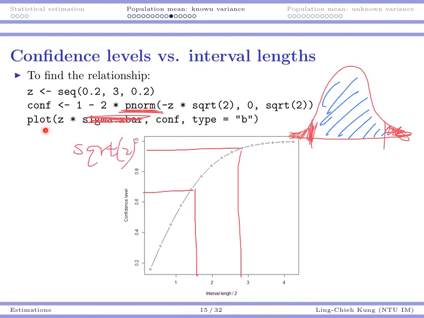So we multiply z with the square root, and then that's going to be the leg size, or the interval length divided by 2. Here, the important thing is that we know there is such relationship, okay? And it is an increasing one-to-one relationship. So, given any leg size, we can calculate its confidence level. Or reversely, given any confidence level, we can calculate what's the leg size we should use.